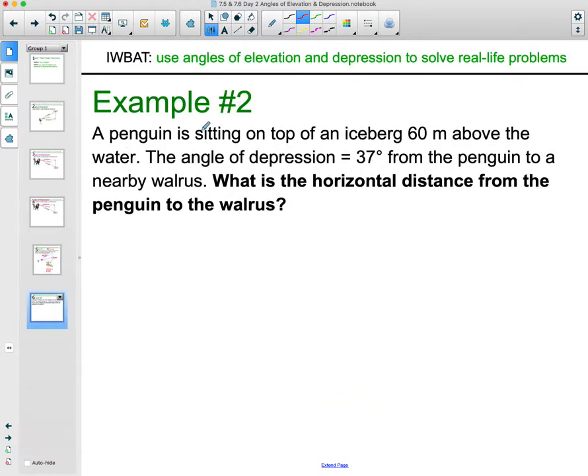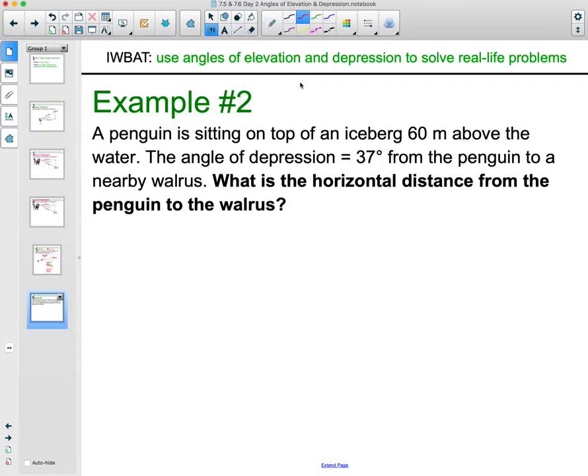Second example, we have a penguin sitting on top of an iceberg that's 60 meters above the water. So the iceberg is 60 meters above the water. The angle of depression equals 37 degrees from the penguin to a nearby walrus. Okay, so let's start analyzing this.